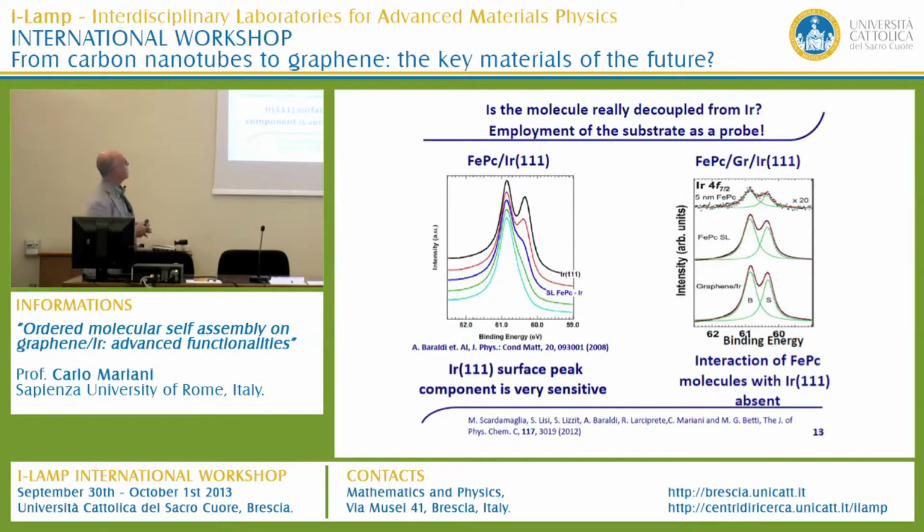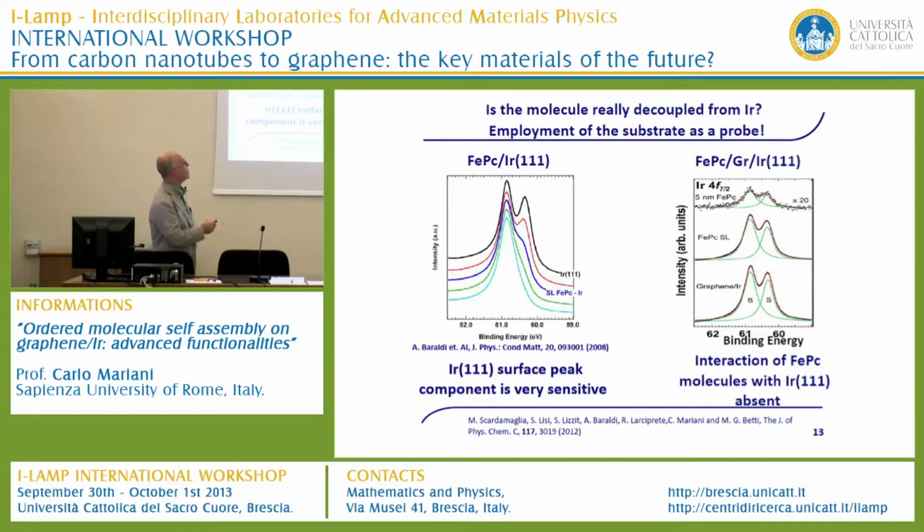What about the interaction? This is phthalocyanine deposited on bare iridium, and this is the iridium 4f7 core level. On clean iridium, you have a very strong surface core level shift. This is not the spin orbit; the second spin-orbit split orbital is there. This is the surface core level. And you see that if you deposit phthalocyanine onto the bare substrate, you immediately get a decrease of the surface core level because there is an interaction. So the phthalocyanine interacts with iridium.